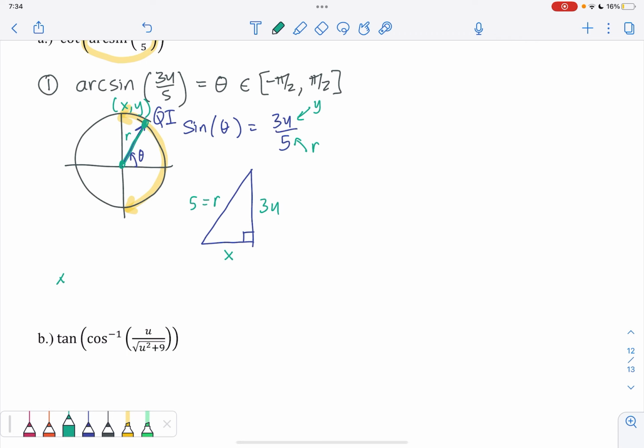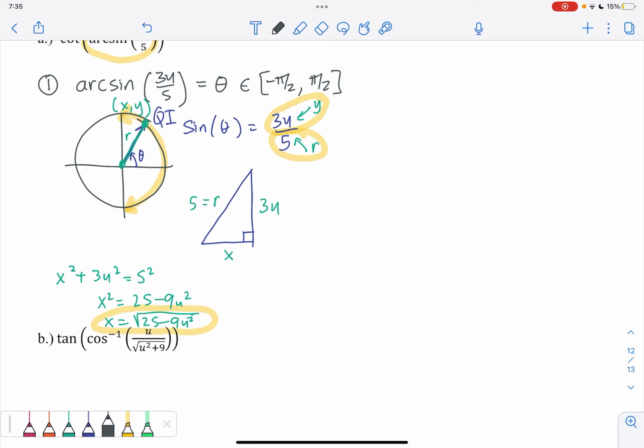So I have x squared plus 3u squared equals 5 squared, according to the Pythagorean theorem. Solving for x just means in terms of u and other things. So x squared equals 25 minus 9u squared, so x is the square root of 25 minus 9u squared. Because I'm in quadrant 1, I'm using a positive x value. Okay, so I have x now. Let's make sure I have everything: r is 5, y is 3u, and x is this big thing here.